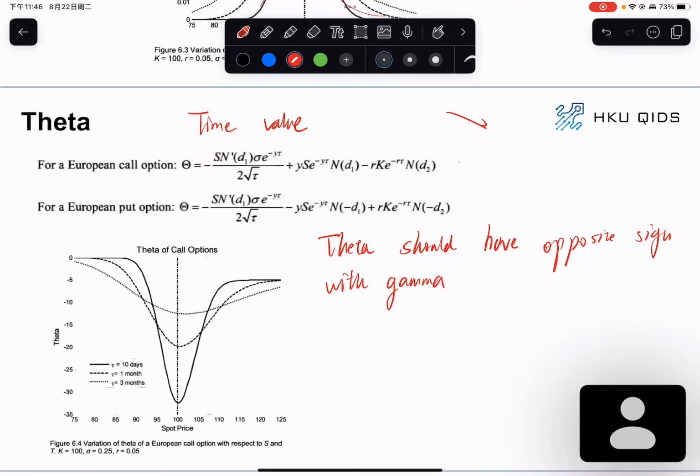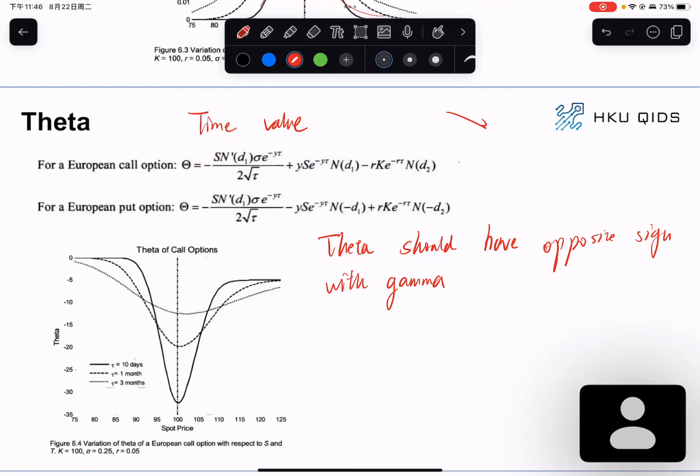What does this mean? This means that in most cases, you need to sacrifice one for the other. If you want to earn money from a sudden price jump, then you need to long some option. But by going long an option, no matter call or put, you are losing time value, of course, right? Which means you are losing money from theta. So you can either earn theta or earn gamma. You can only choose one.